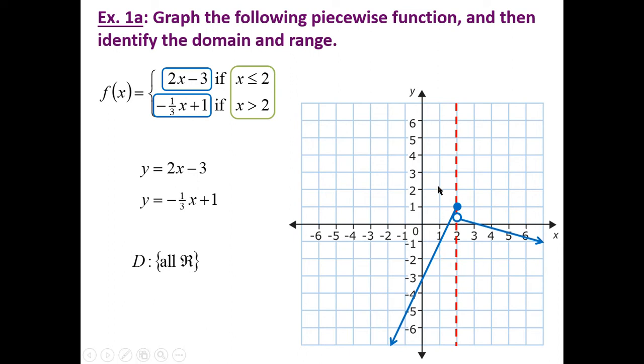Range deals with how far up and down our graph will go, and you can see clearly that both sides of the line will continue going down forever, but it does have a highest point that it reaches at +1. So since our y values will never go higher than 1, but it can be equal to 1, our range is all y such that y is less than or equal to 1.